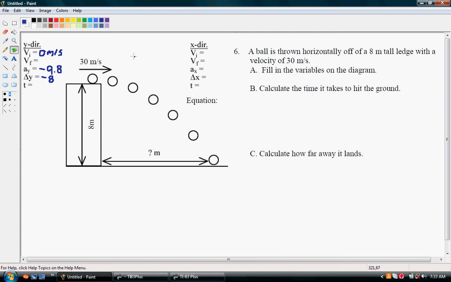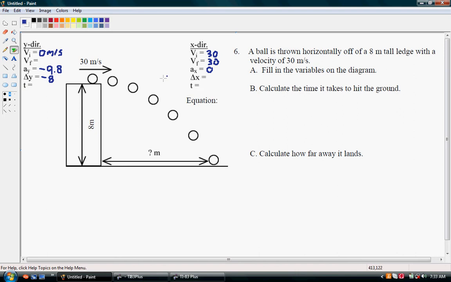The initial velocity in the x direction, they've told us it's 30 meters per second. And since we know that in the x direction velocity is constant for projectile motion, we know that the final velocity is 30 meters per second. If the acceleration is the rate at which velocity changes, and velocity doesn't change, we know that our acceleration in the x direction is 0 meters per second squared. And so the two blanks we have for our x direction variables are delta x, how far did it go? That's where this little question mark is, and also how much time it took.